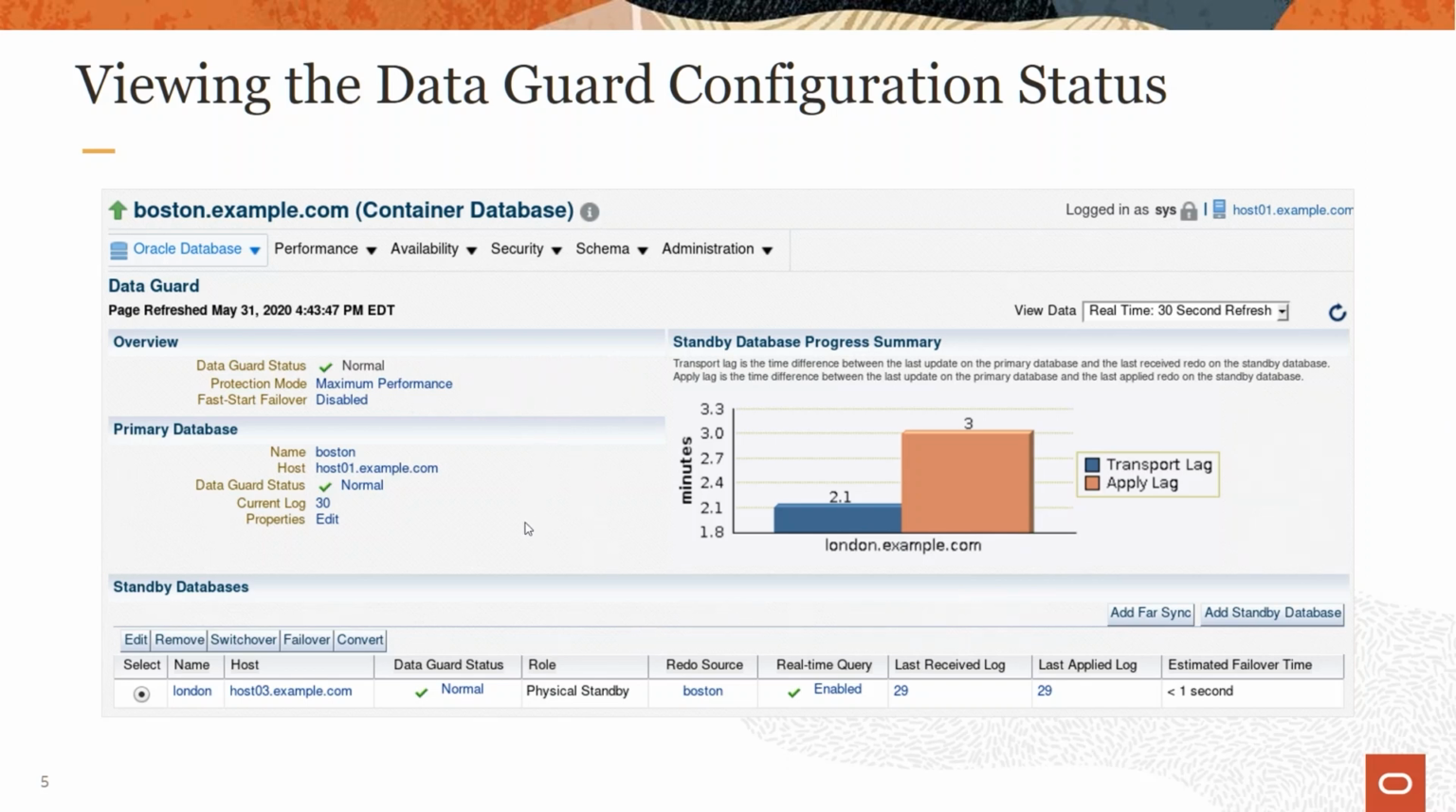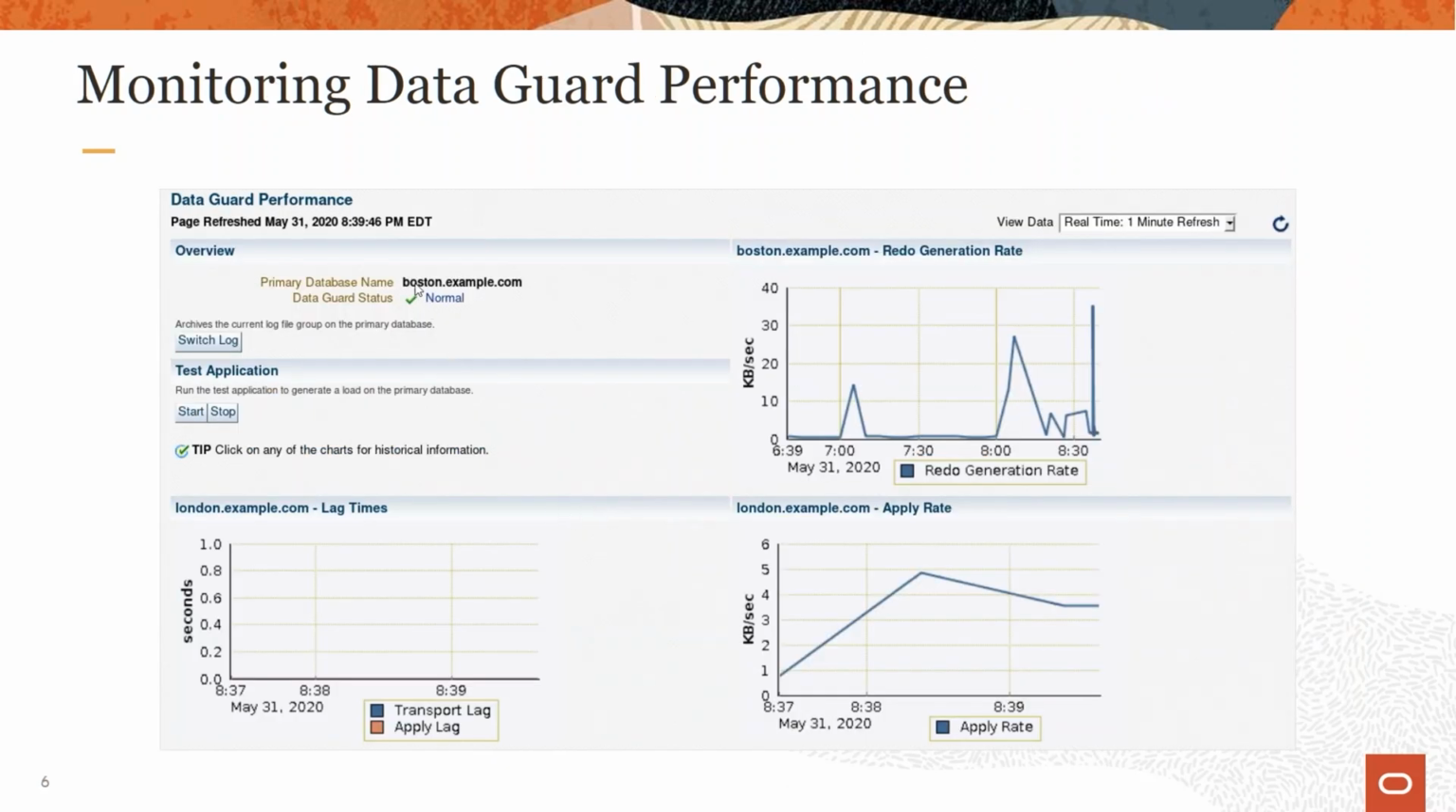And also, when you move down on the same page, you will see the Data Guard Performance link. And when you click the Data Guard Performance link, we have another way to monitor your Data Guard performance. Okay, so what you can do is, here we can switch the log file from the primary database, and you can perform testing of your application. So when you start, we run a test application to generate a load on the primary database.